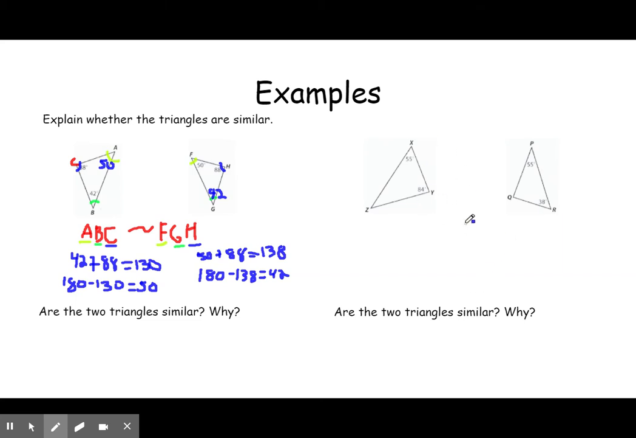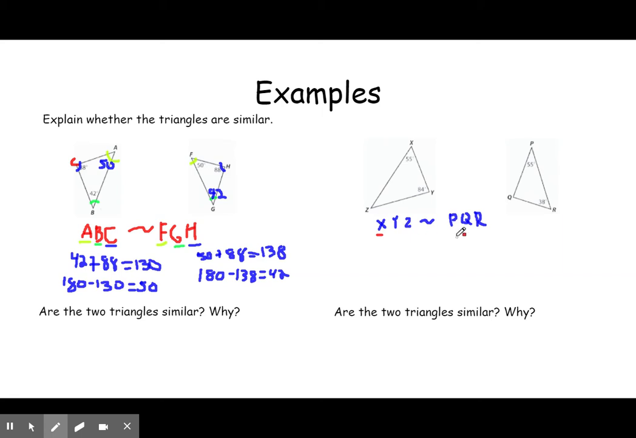All right, let's look at our second example. So here are my two triangles. So the first thing we want to do here, actually, let me go ahead and write your similarity statement. So triangle XYZ is similar to triangle PQR. All right. Again, you will always be provided with a similarity statement. So let's find our corresponding angles. We need to do that first.